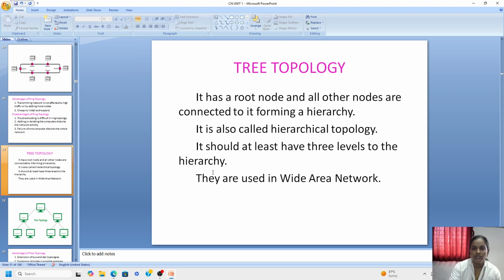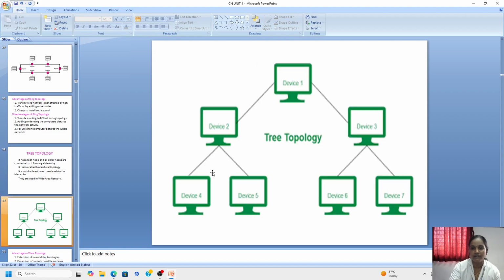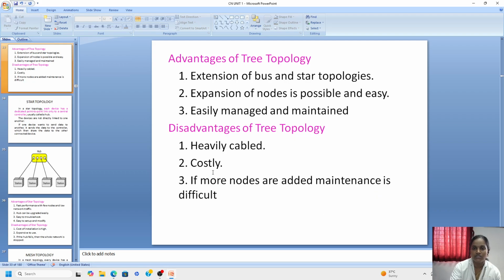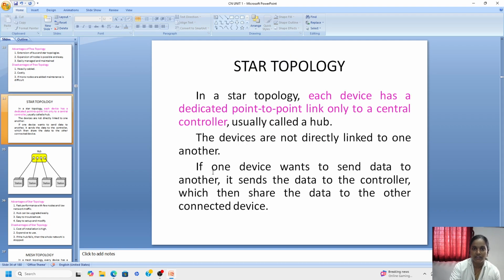The tree topology is like a tree structure, with a root node and leaf nodes. The first device acts as the root node, and the remaining nodes are leaf nodes. So this topology is called a tree topology. The advantage is that it is easy to expand, and cost-wise it is somewhat high compared with the other topologies.